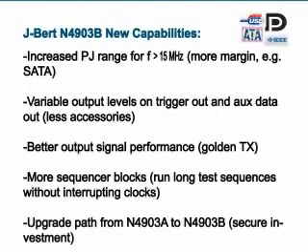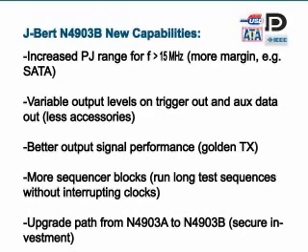For the other serial bus standards, there are a lot of other improvements in the J-BERT N4903B. The periodic jitter range is increased. You have variable output levels also on the trigger and auxiliary data output.